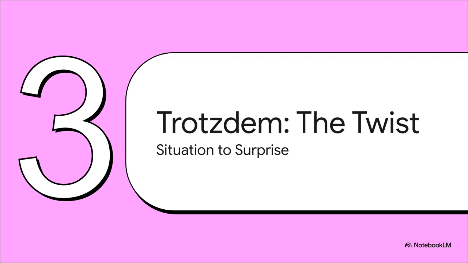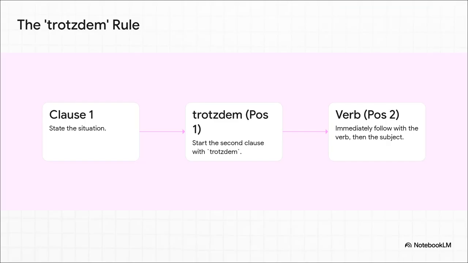All right, now for our second verb mover, meet trotzdem. This word is for the complete opposite situation. It introduces an unexpected twist, a surprise, or a contrast. It means something like nevertheless or despite that. Now, what's so cool about this?